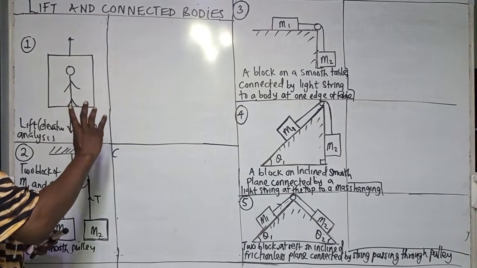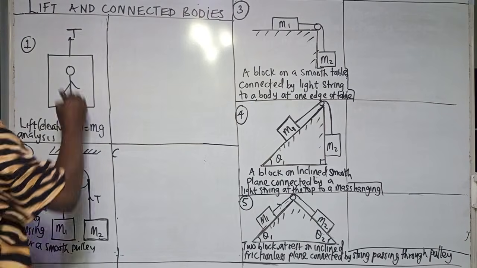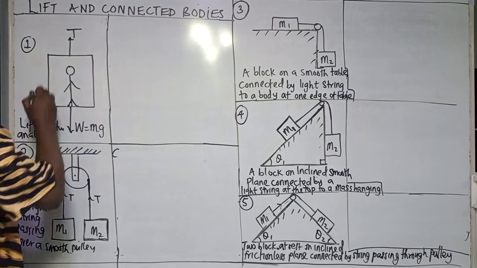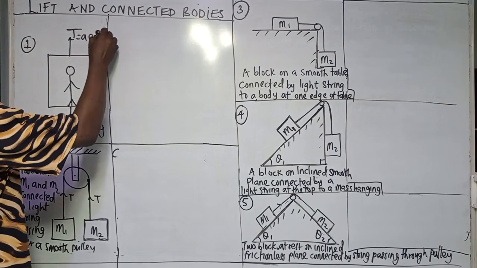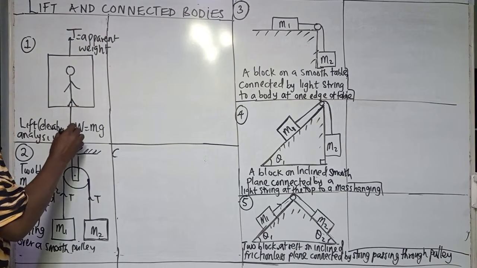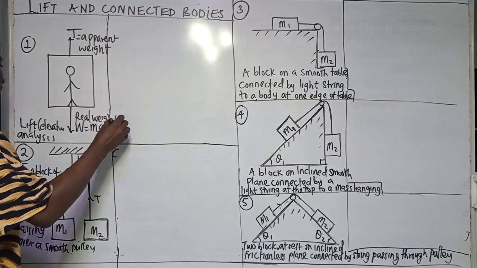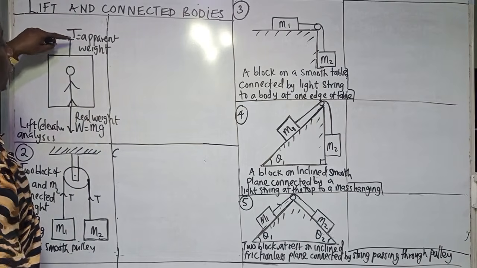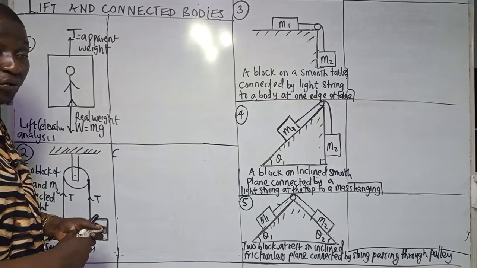Now, in a lift or an elevator, there is what we call T here, tension, or what we call the apparent weight. This is the real weight. So this one is the real weight, and this is the apparent weight. This is what the spring balance measures. We know that a spring balance is used to measure force.